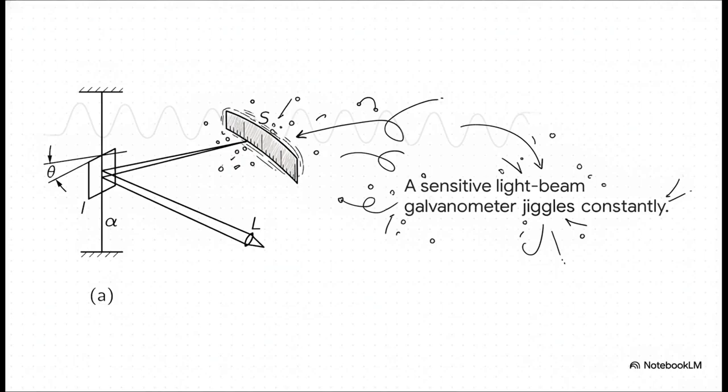But here's the thing, even if you build the most perfect, delicate mirror mathematically possible, it still won't stay perfectly put. It wobbles constantly. Why? Because it's being hit by gas molecules in the air. Its rotational kinetic energy is 1/2 kT. The universe physically won't let it sit still.